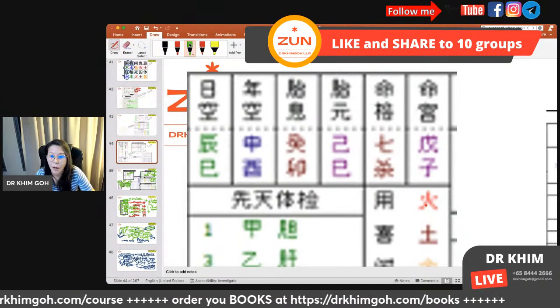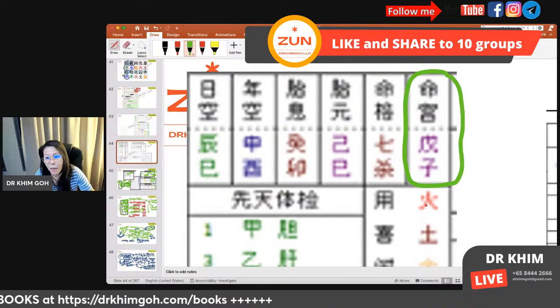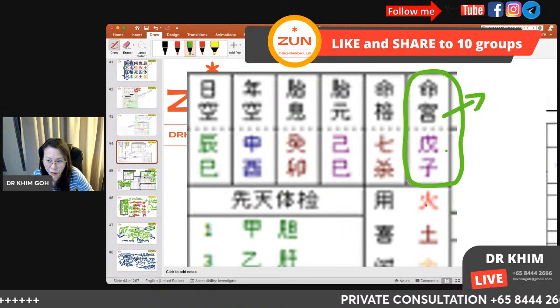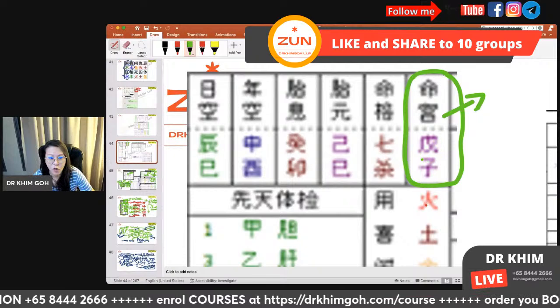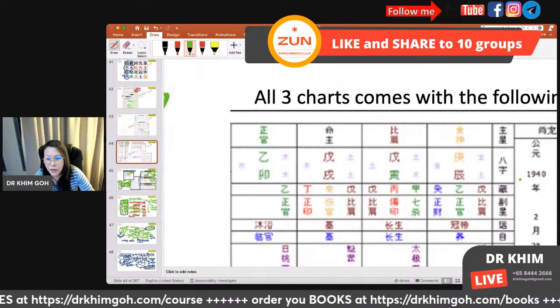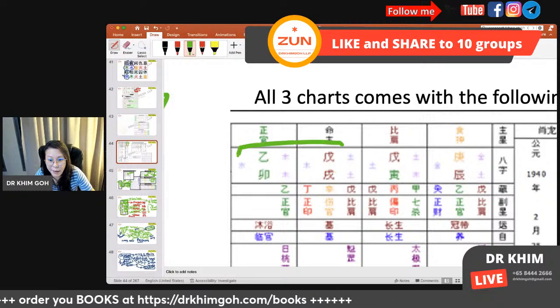Okay, Ming Gong. Ming Gong also has a story. This one has something to do with you. If this one is injured, you will be in trouble. If this palace is injured... So in Bazi it's like that. You must know, this and this combo, this and this clash, it doesn't matter. Because inside here, any clash or combo will not hurt you.